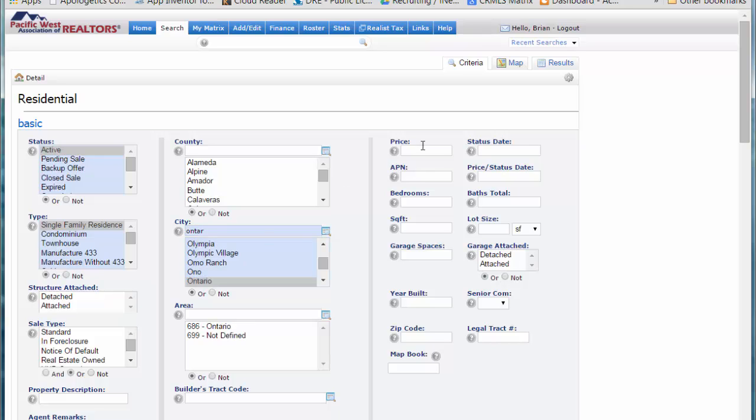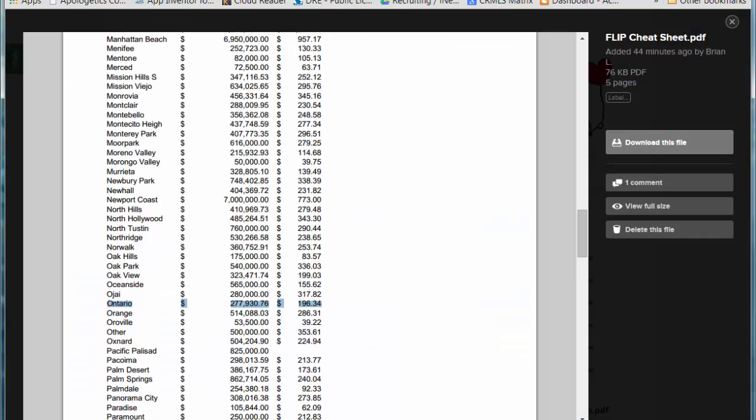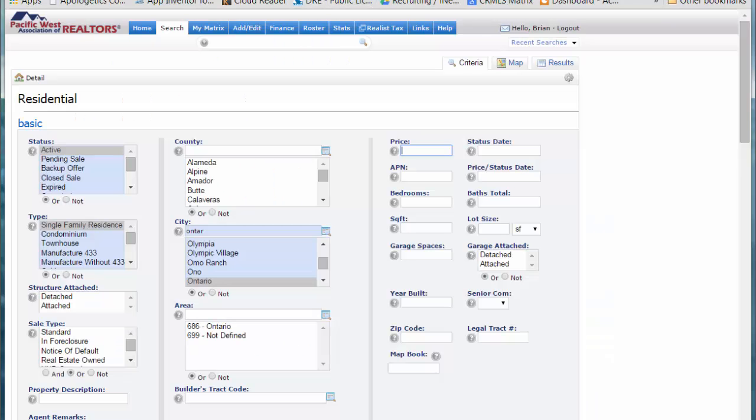Now the first data point on my cheat sheet will be the price point. So I'm looking for properties up to 277. I can round it up 288. So 0 to 288. And for active properties, there's not a lot. There's only about 16 properties that match this. Okay, so not a lot of properties there.